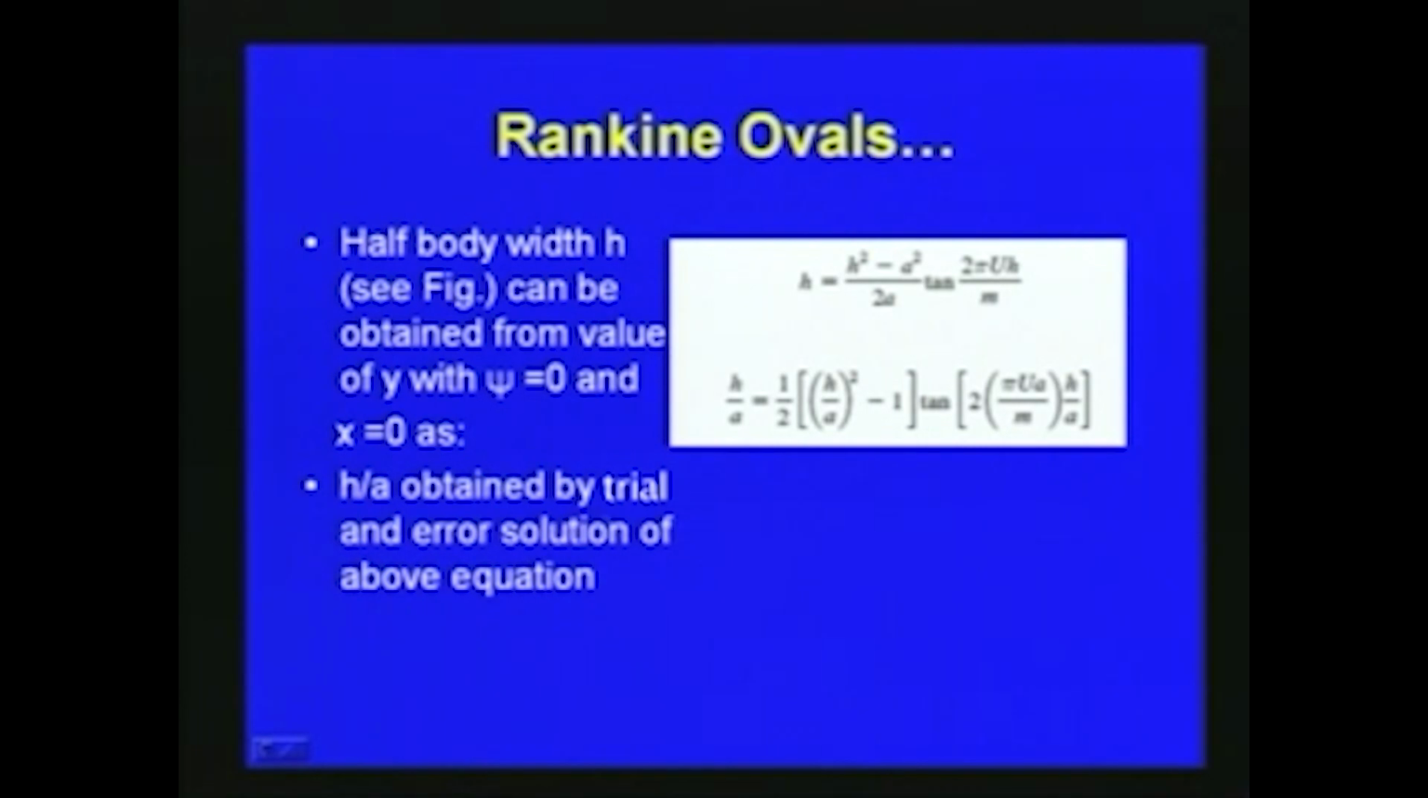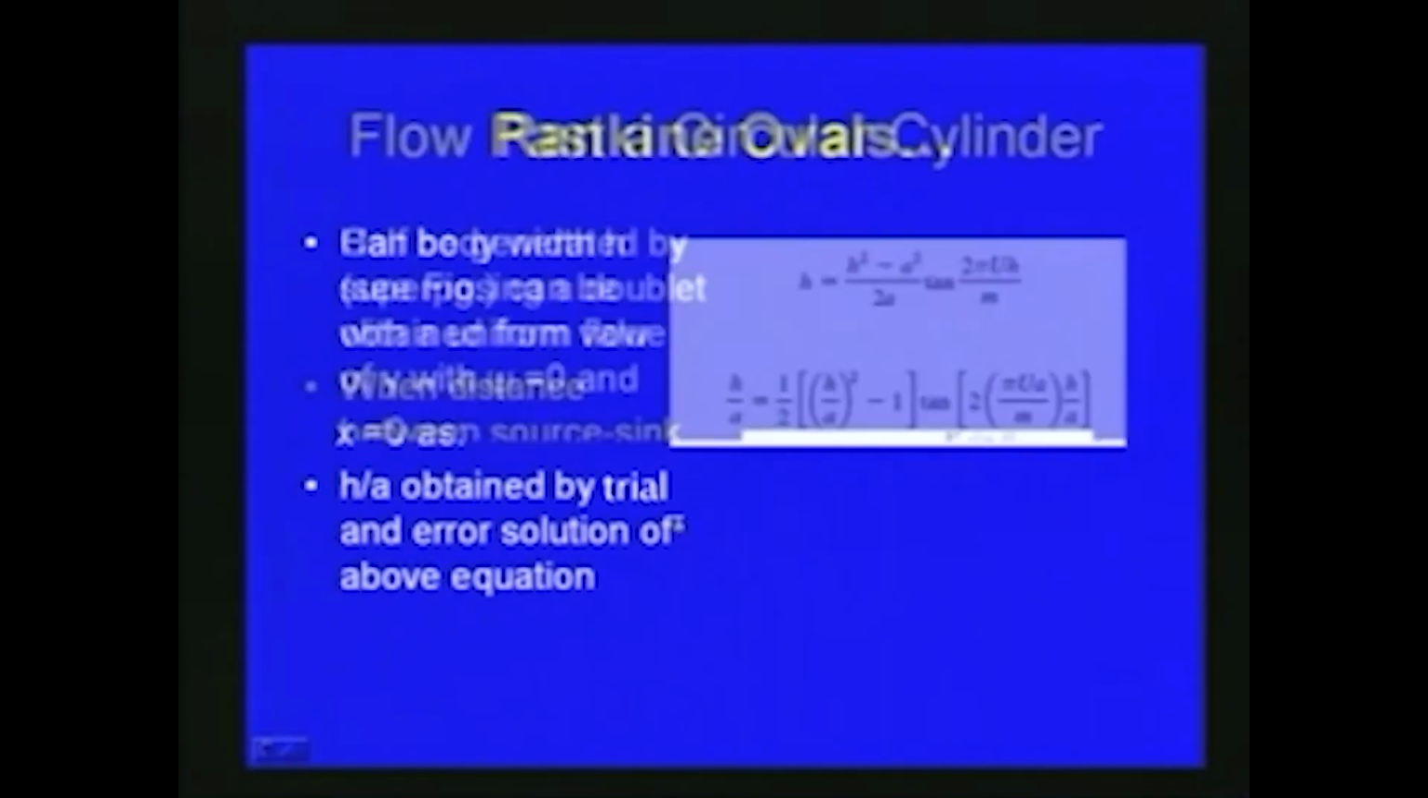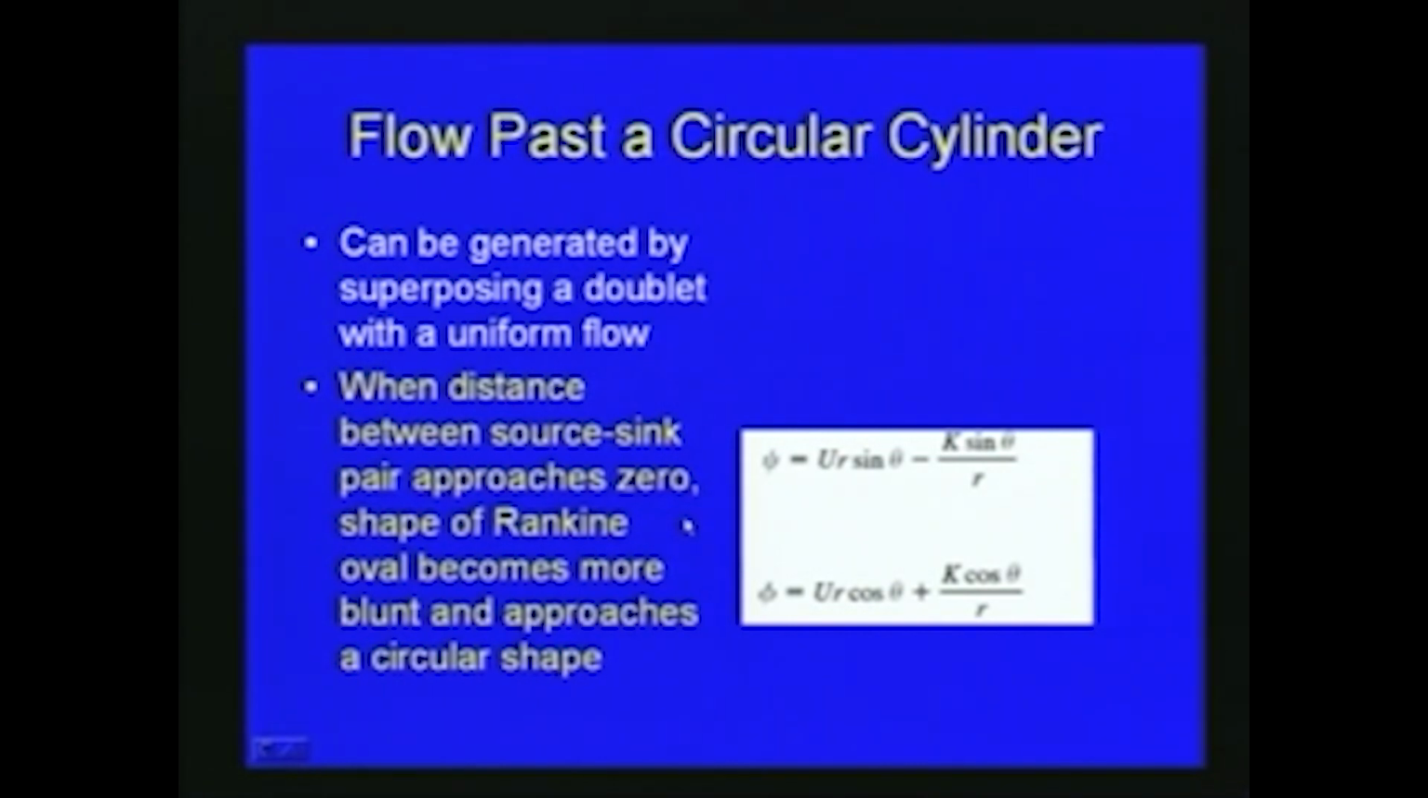So, here h by a is obtained by trial and error, since you can see that it is a complex equation. So, direct solution is not possible. So, trial and error solution of the equation gives the h by a ratio. Like this, say another concept, just as we have seen the half body.